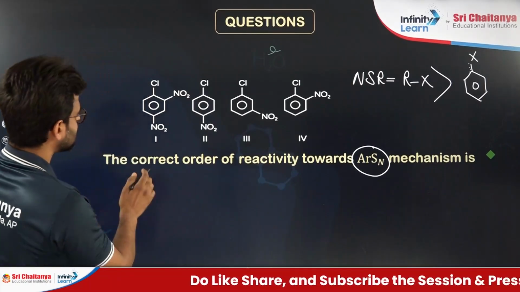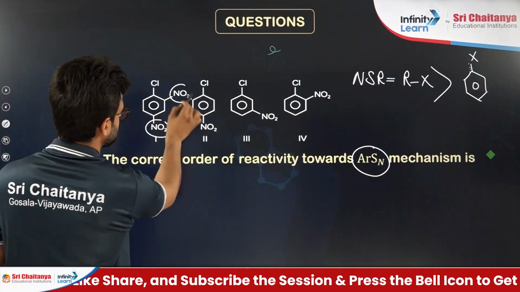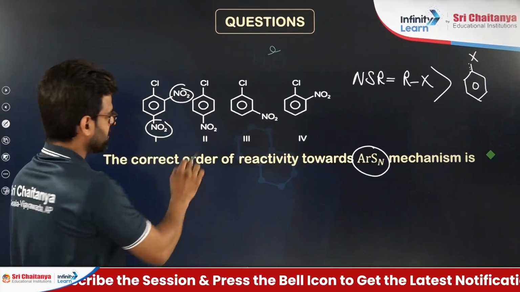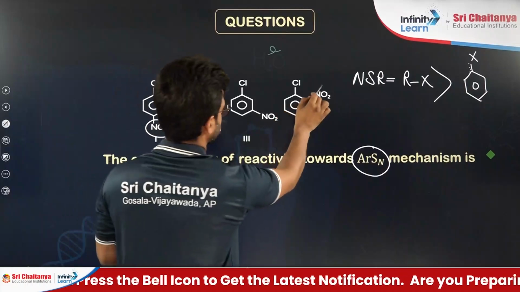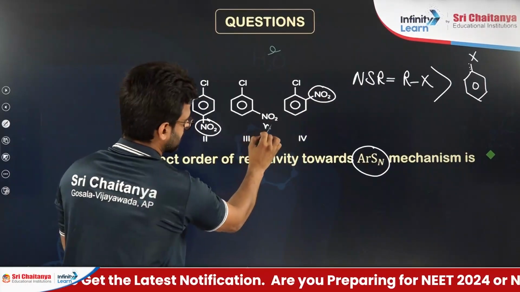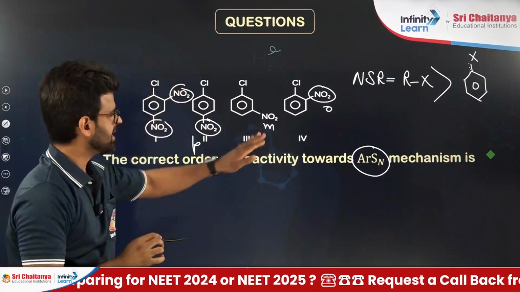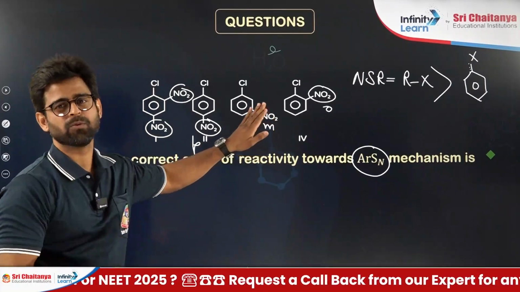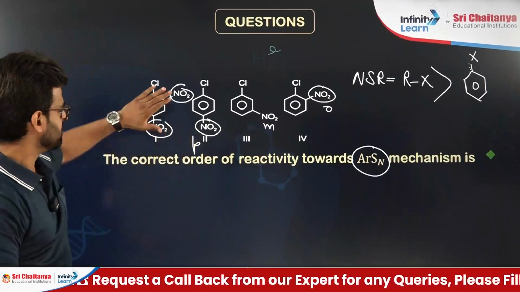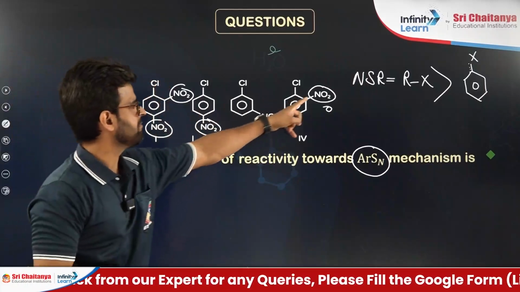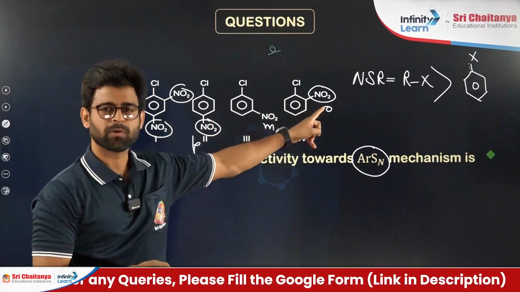Clear? So here we can see we are having NO2, right? Two NO2 at ortho and para, one only. But see, it is what? Meta. It is what? Para. It is ortho. So definitely, meta nitro will not help so much in reactivity. So here, most reactive. Out of these, if you see, this will help a little more.